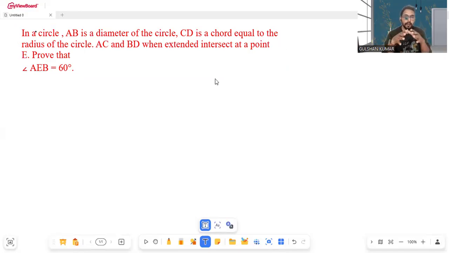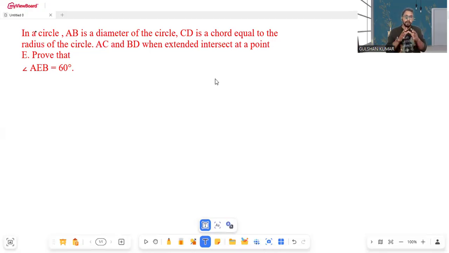So basically, we have a diameter, which, as we know, is the largest chord of the circle, and CD is also a chord in that particular circle. We have AC and BD, which when extended meet at a point beyond the circle. That point is E.